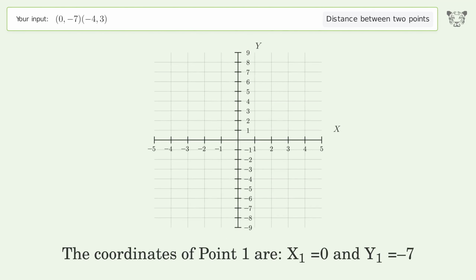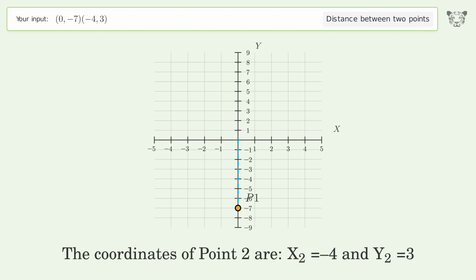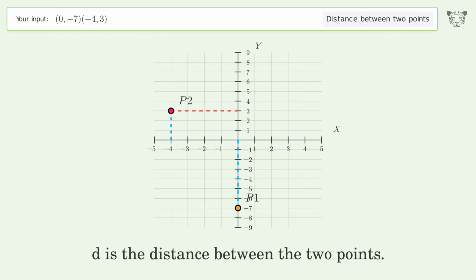The coordinates of point 1 are x1 equals 0 and y1 equals -7. The coordinates of point 2 are x2 equals -4 and y2 equals 3. D is the distance between the 2 points.